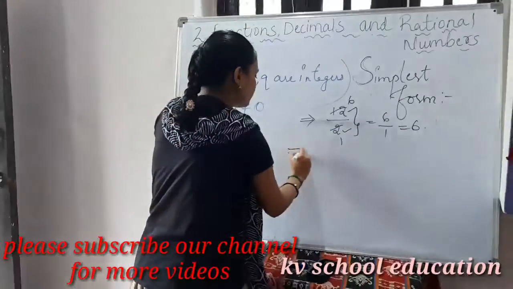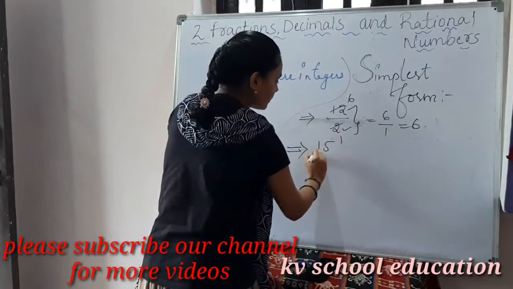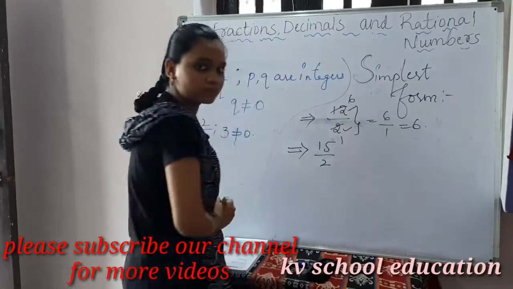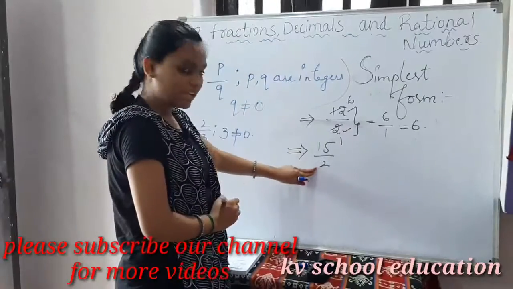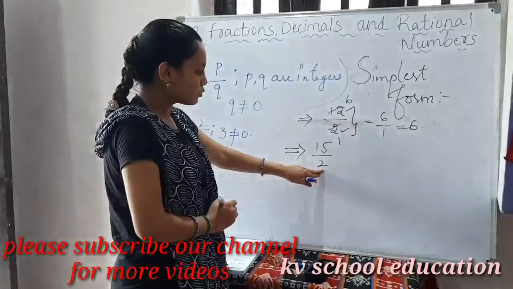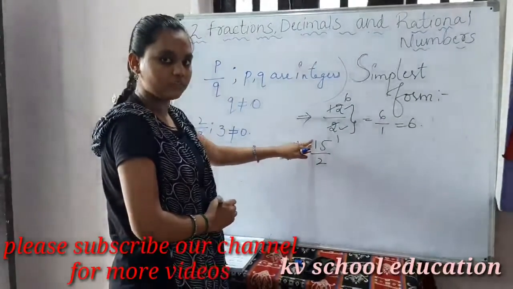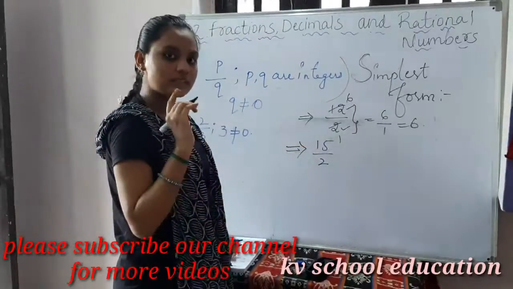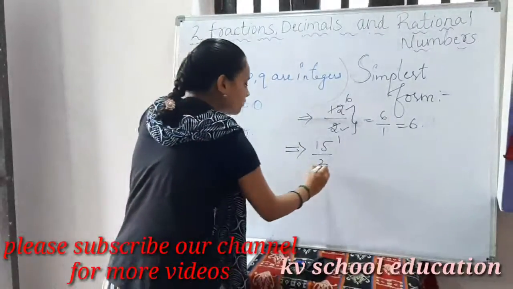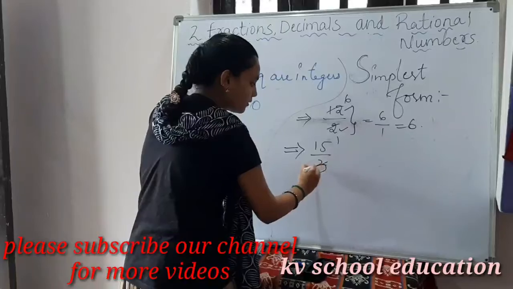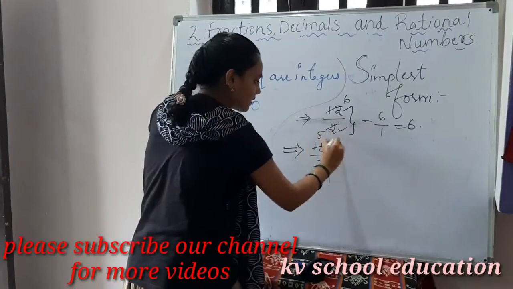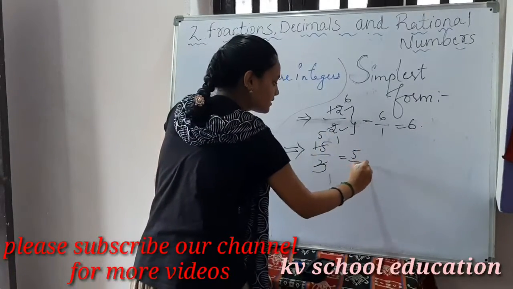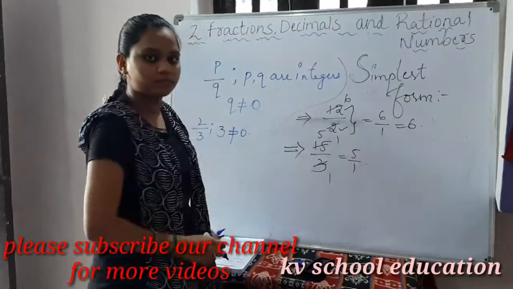And one more example we will take. We'll take 15 by 2. Will it cancel? No. Because in the 2 table 15 is not possible, and in any table both numbers won't come in the same table. So we'll take 3 here. 3 ones are 3, 3 fives are 15. So 5 by 1 is the simplest form of 15 by 3.